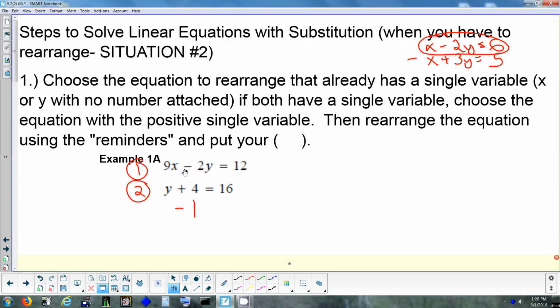Subtract 4, right? Minus 4, minus 4. I'm going to get y equals, when I do that, Savannah? y equals 16 minus 4. Which is? Which is 12.